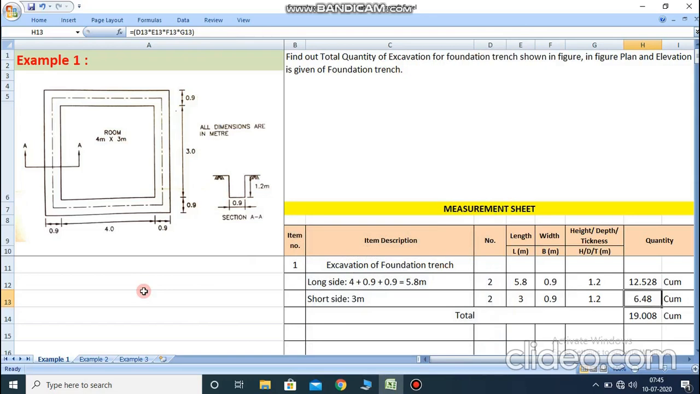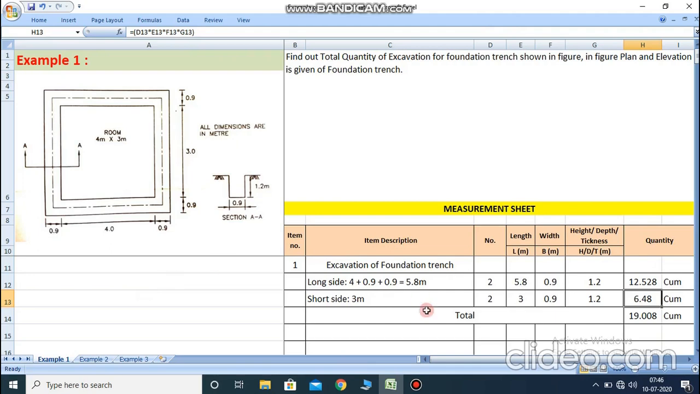Hello everyone. Today we start a new chapter, chapter number 3, building estimate. In a building estimate, we estimate the total quantity of the material required, or the total quantity of the work to be done by the worker is calculated. In this chapter, we have two methods to calculate the total quantity. The first method is the long wall short wall method and the second method is the center line method.